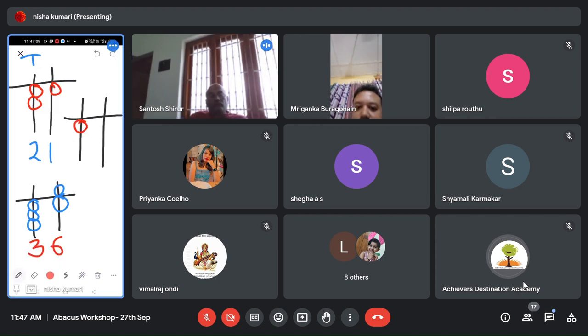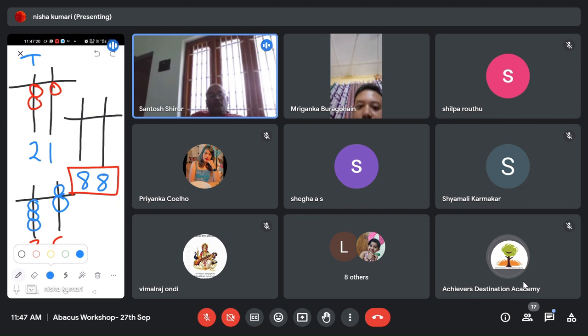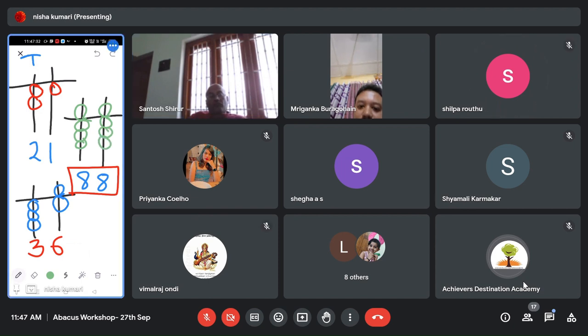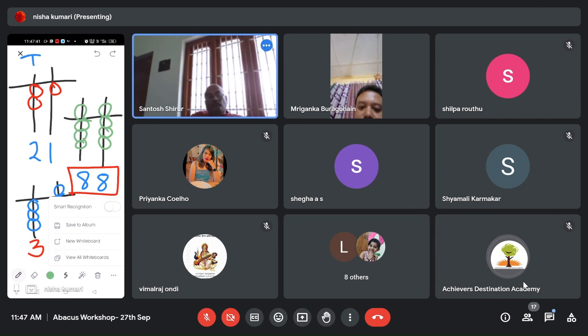Oh, sorry. This is not draw the beads. This is write the value of beads. So in this one, one upper bead, three lower beads on one space, and one upper bead, three lower beads. Yes. So 5, 6, 7, 8. This will be the right thing. Right? Now, next.